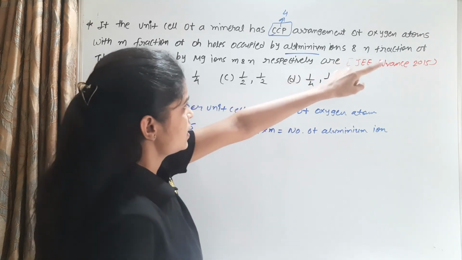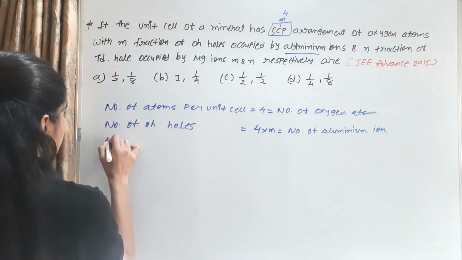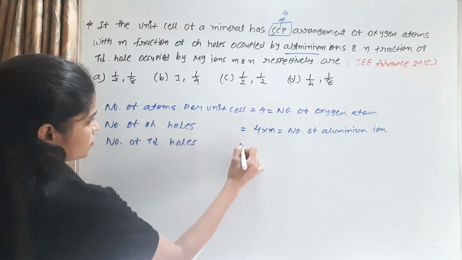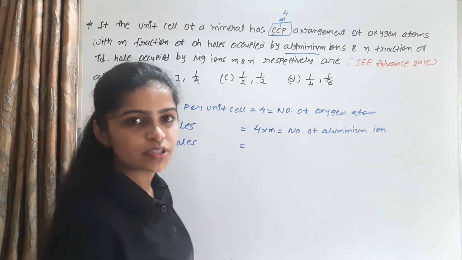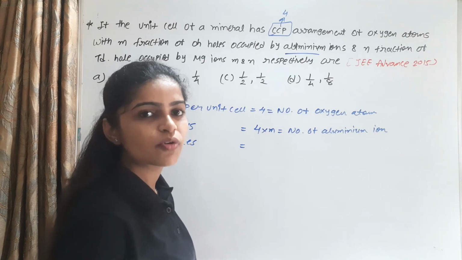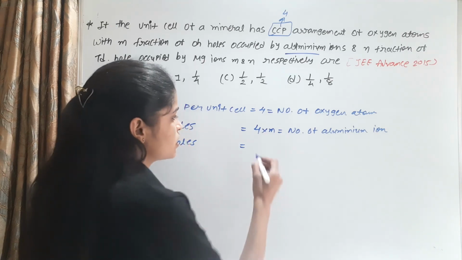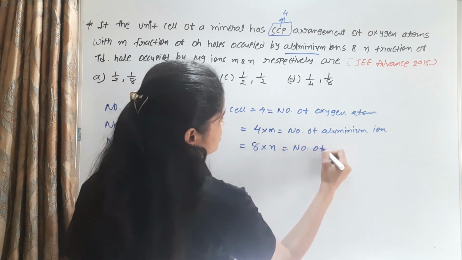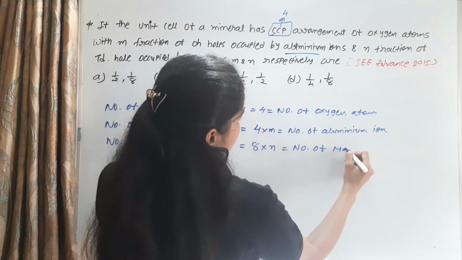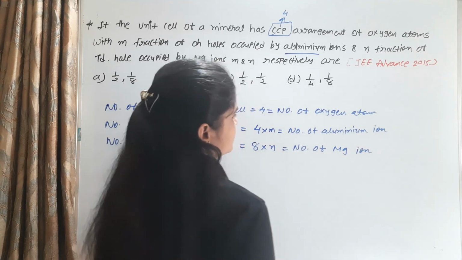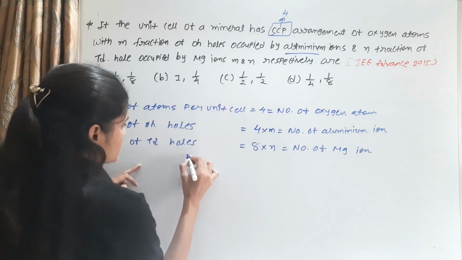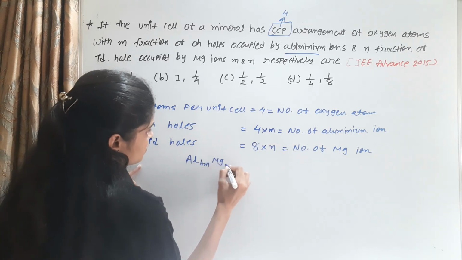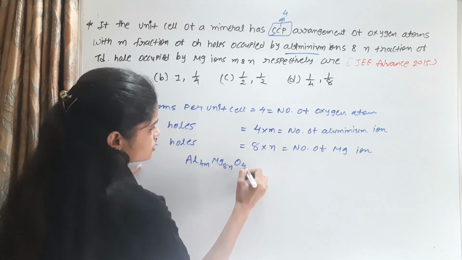And next, N fraction of the tetrahedral voids. So the number of tetrahedral holes is multiplied by 2, because the number of tetrahedral voids is twice the octahedral voids. This is 8 into its fraction N. So this value is the number of magnesium ions. Its formula is aluminium 4M, magnesium 8N and oxygen 4.